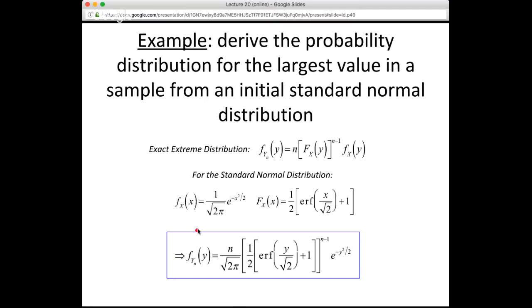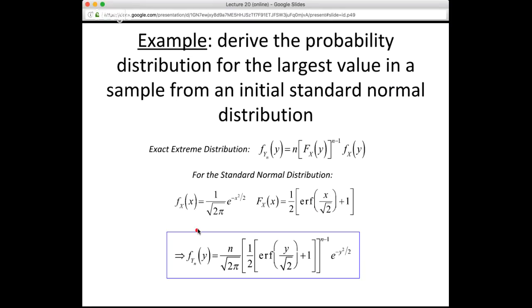Okay, so let's look at an example. And I really want to try to finish up by thinking a little bit about that TC data set again, kind of bring it all home. So the example here is we're asked to derive the probability distribution for the largest value in a sample from an initial standard normal distribution.